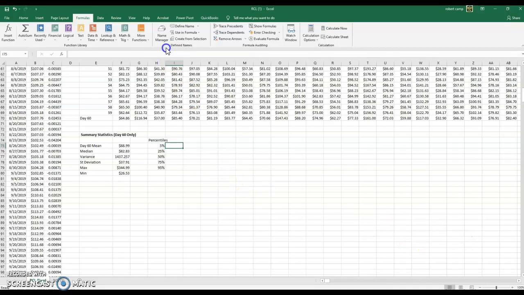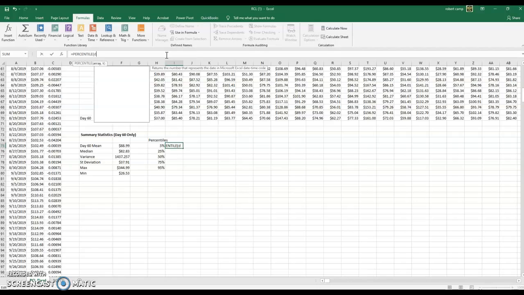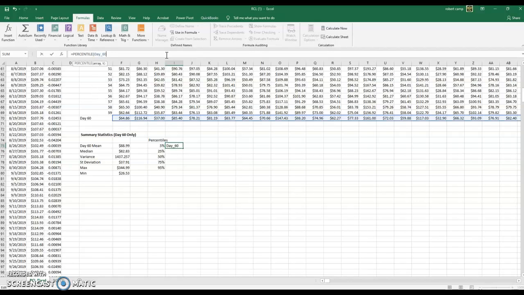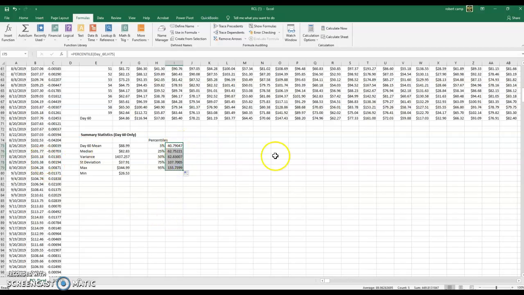So we're going to use the function percentile. Now it is one of the older functions. You can see it's a compatibility function because they don't really use it as much anymore. So the array is going to be that day 60. And the percent that we're going to be looking at is, we're just going to go over here and we want to look at 5%. And so we'll calculate out the values and drop those in.